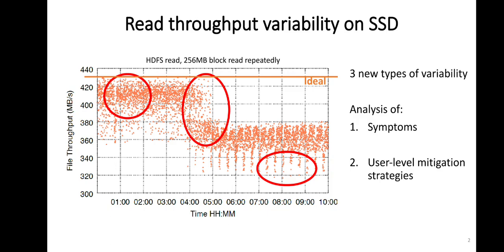In this talk, I will be describing three new types of variability, and I am briefly introducing them here by encircling them in red. There's the big performance drop in the middle, the large variability on the left, and the periodic drops on the right. For each of these problems, we will be looking at symptoms, and then we analyze whether strategies available at the user level can mitigate the problem.